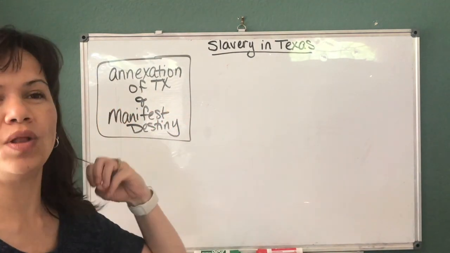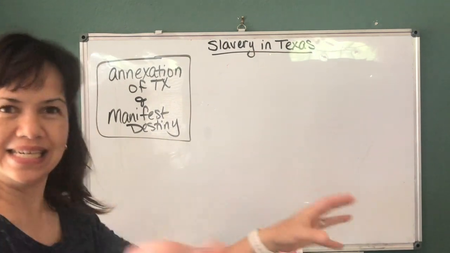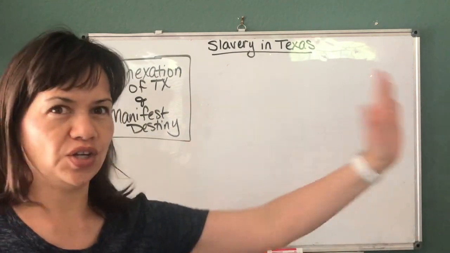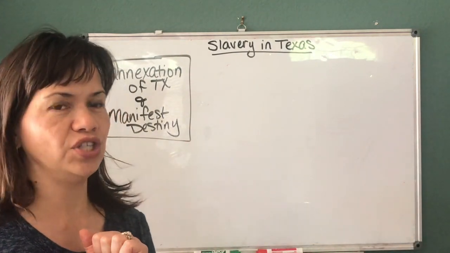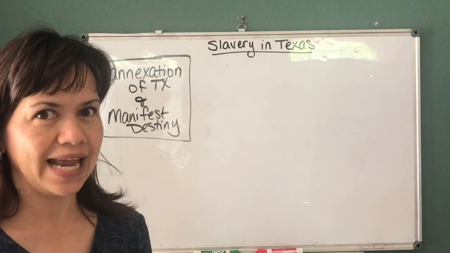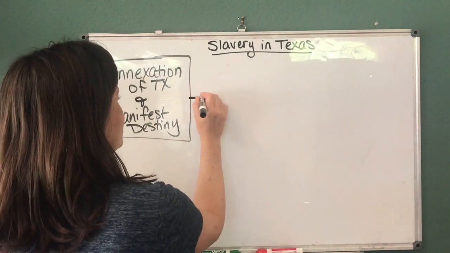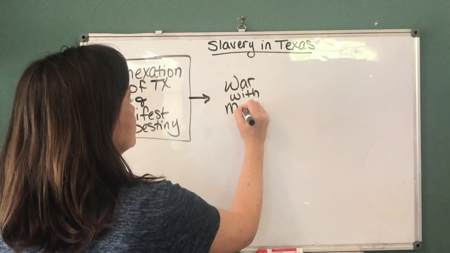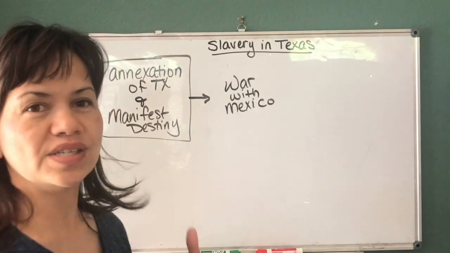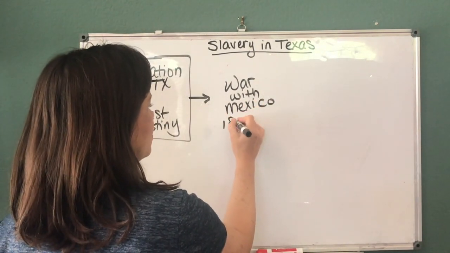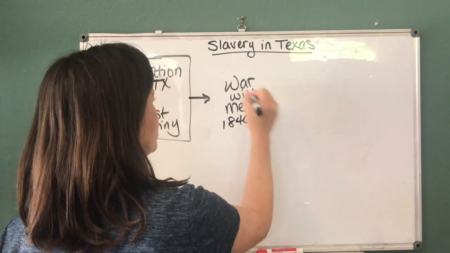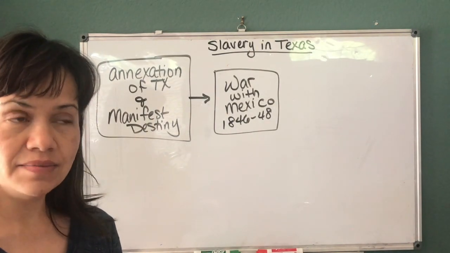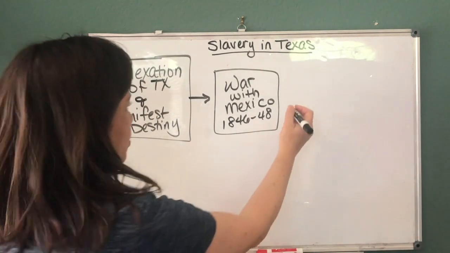manifest destiny, this whole idea that the U.S. was destined to reach the Pacific coast, to spread their land and their influence from coast to coast, from the Atlantic Ocean all the way to the Pacific Ocean. They felt like they were entitled to this land. And so that led to the war with Mexico, otherwise known as the Mexican-American War, and that was from 1846 to 1848. And then the war ended with the Treaty of Guadalupe Hidalgo.